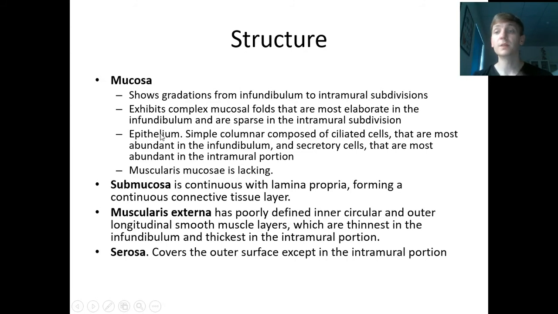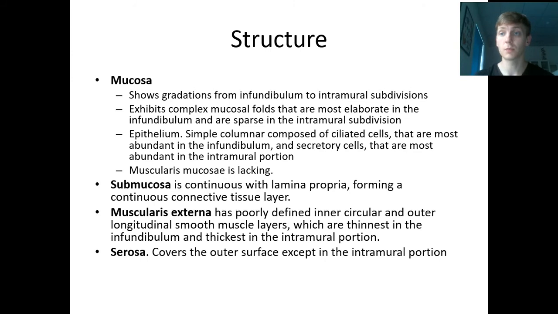So epithelium, very important, remember epithelium. It's a simple columnar composed of ciliated cells that are most abundant in the infundibulum and secretory cells that are most abundant in the intramural portion. So it's pretty understandable. In the beginning, when oocyte enters inside the fallopian tube, we need to transport it towards the uterus. So if it gets fertilized, then the embryo which appeared there should be passively moved.